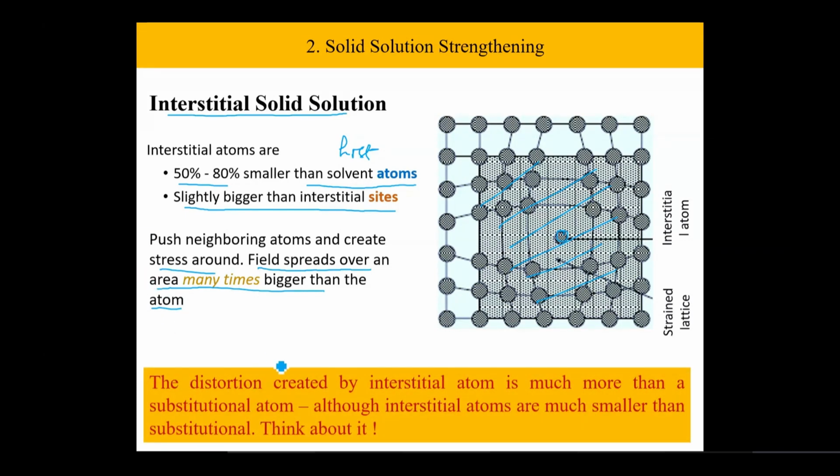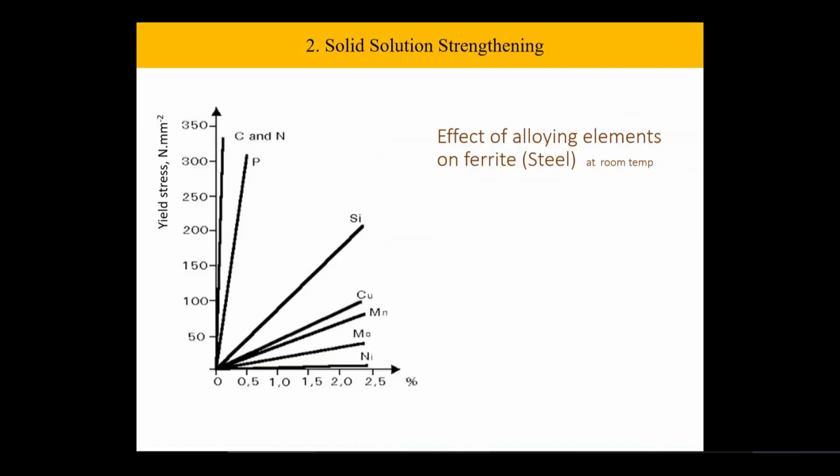The important thing is the distortion created by interstitial atom is much more than the substitutional atom, although interstitial atoms are much smaller in size. Think about it, why is it so? Why is it that the interstitial atom creates more distortion as compared to the substitutional atom?